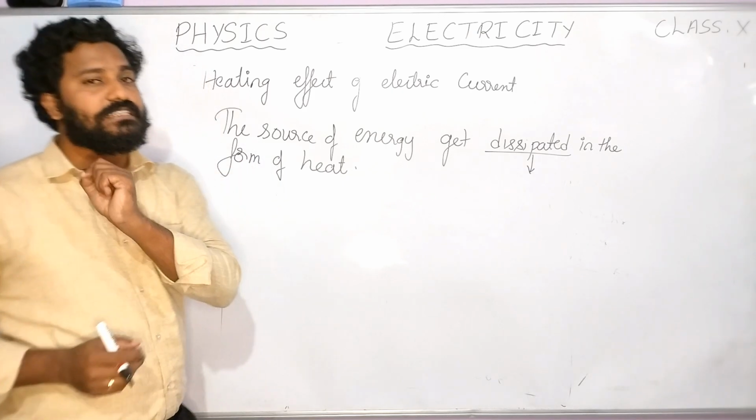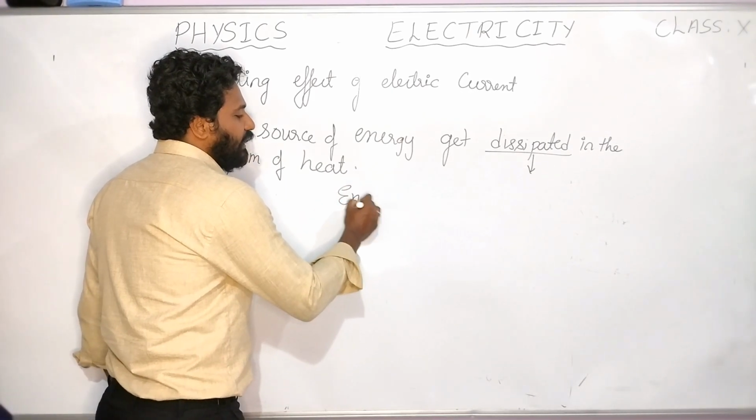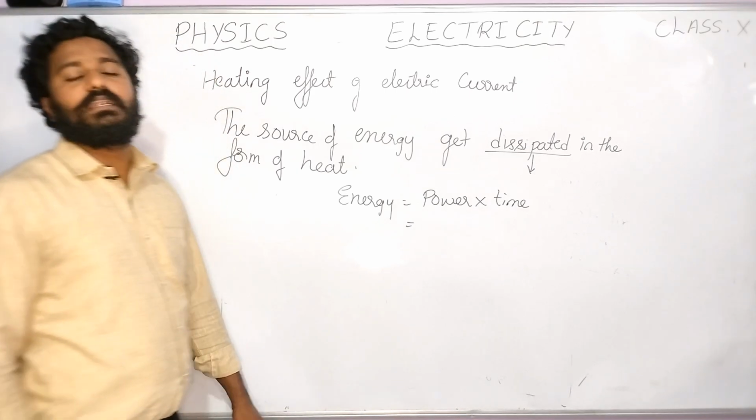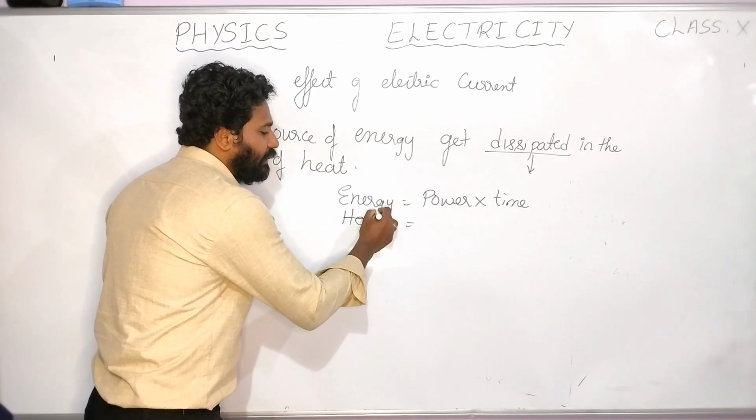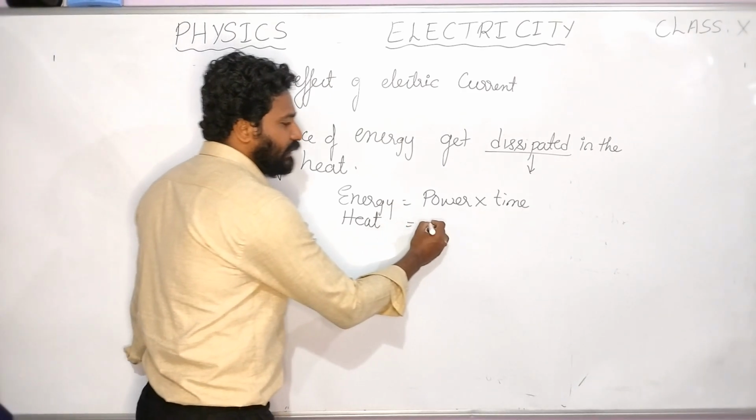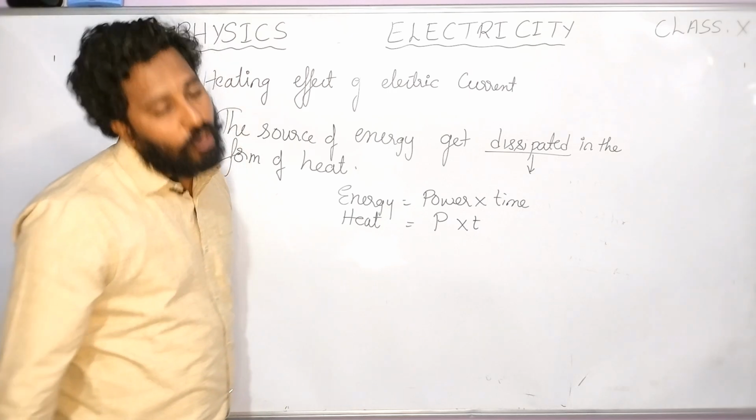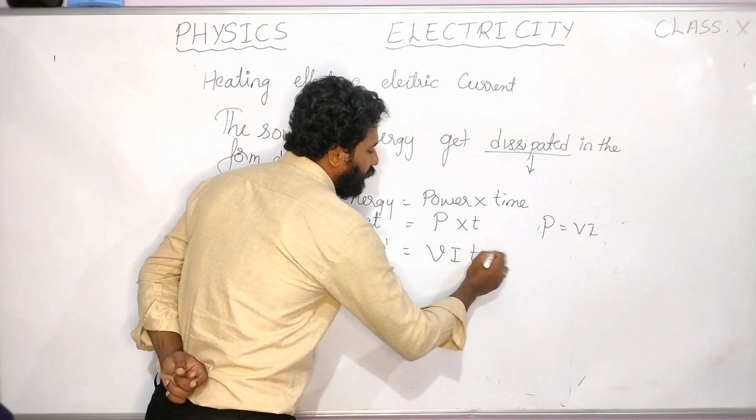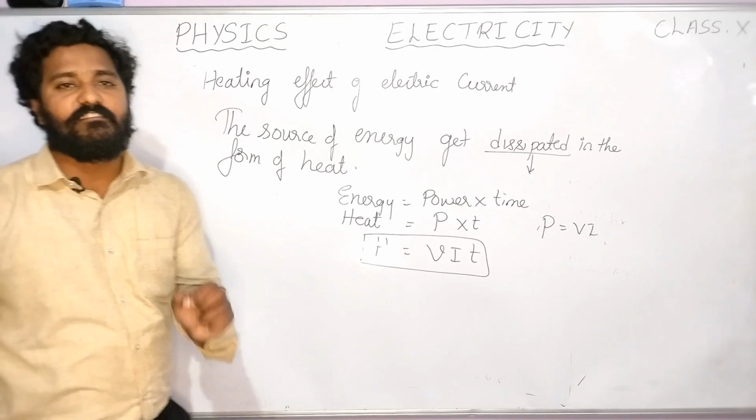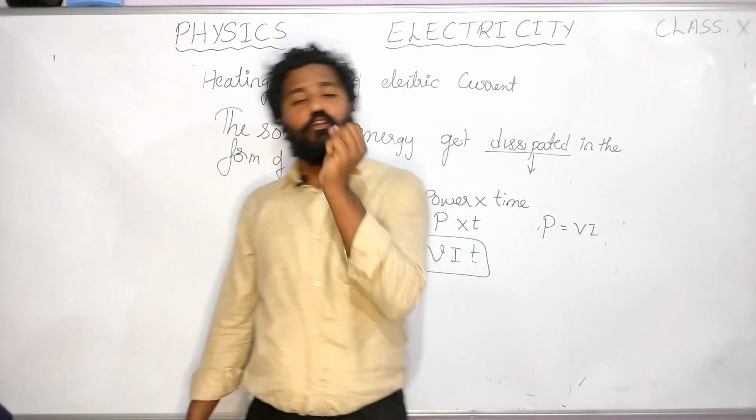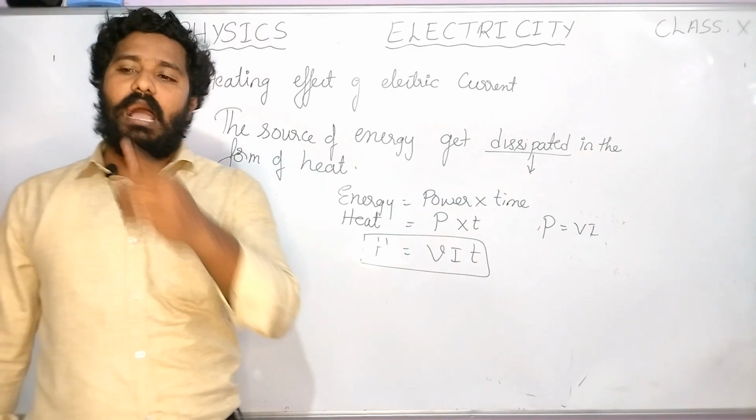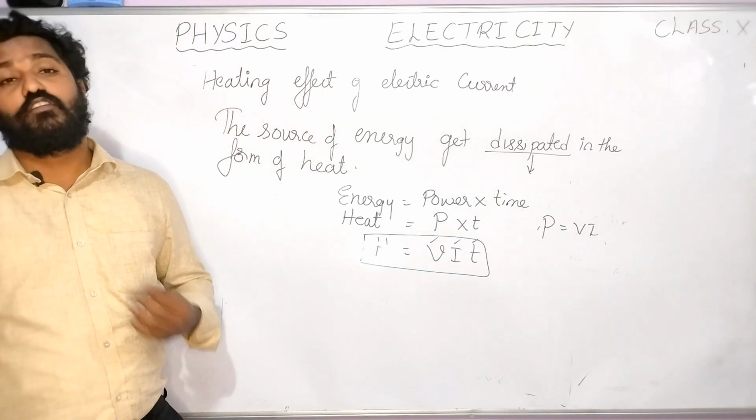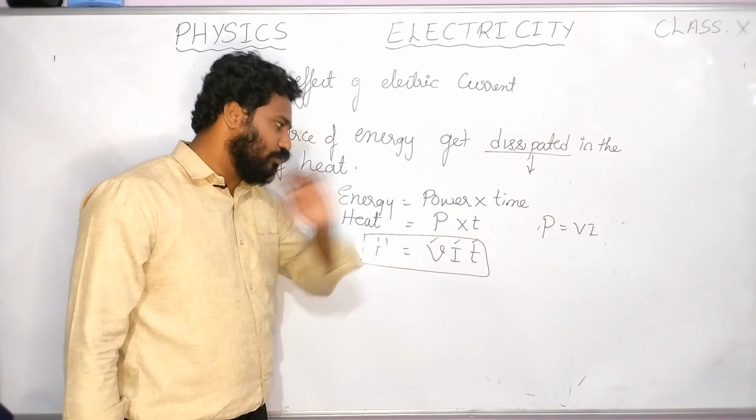On what factors does the heat energy dissipated depend? We know that energy is equal to power into time. Heat energy is dissipated, so heat H is equal to power P into time, and we already derived the expression for power: P is equal to VI. So H is equal to VIT. This is the expression for heat produced in a device, where V is the potential difference, I is the current, and T is the time for which the current flows.